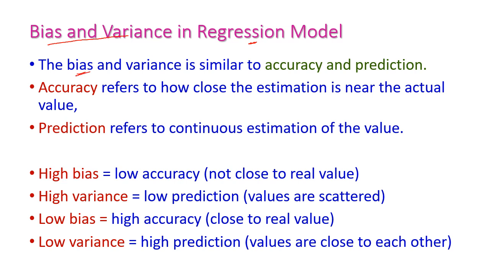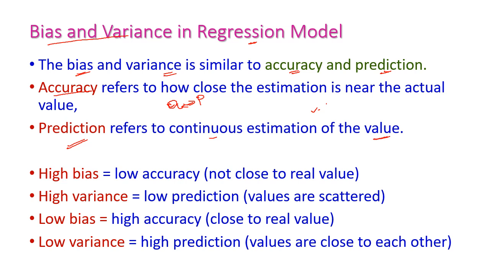Here, bias is similar to accuracy and variance is similar to prediction. Okay, accuracy we know very well. That is the difference between the original value and the predicted value. That is, the actual value and the predicted value, isn't it? So that is called accuracy. And prediction refers to continuous estimation of the value. That is called prediction. Okay, what the expected value will be is called prediction.